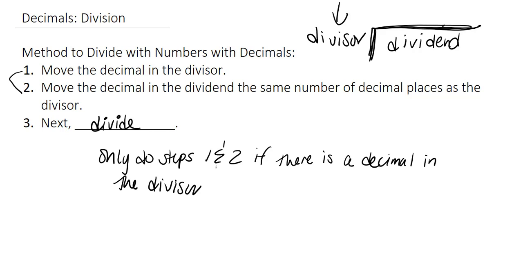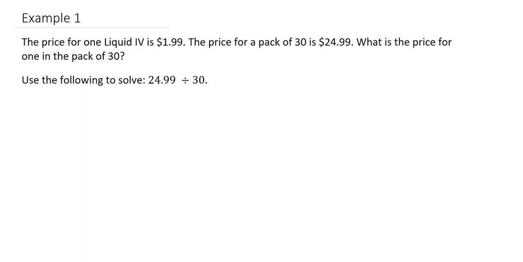So let's go ahead and look at an example. Example 1. The price for 1 liquid IV is $1.99. The price for a pack of 30 is $24.99. What is the price of 1 in the pack of 30? So we're going to compare the unit price in a pack compared to just an individual one.